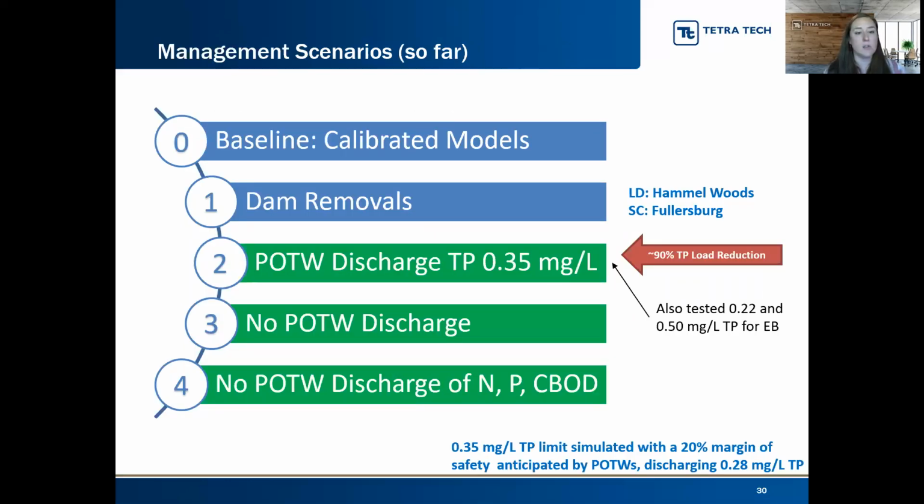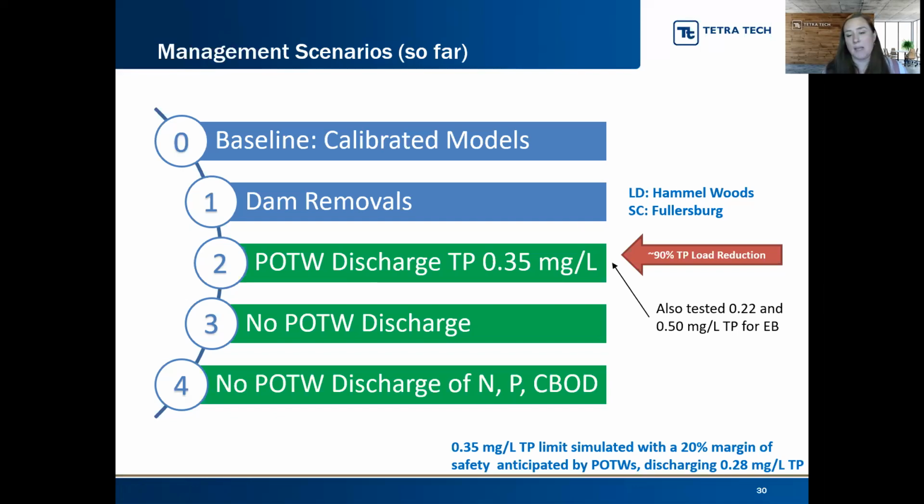Okay, so this is the suite of scenarios that we ran on our calibrated models to explore what the in-stream responses may be. We had dam removal scenarios. We started with our calibrated model of that baseline year for each main stem. We ran dam removal scenarios, which then became the baseline model for all of the rest of the model runs for Salt and Lower. Then we have a primary scenario where we reduced total phosphorus effluent discharge to 0.35 milligrams per liter for the wastewater treatment plants.